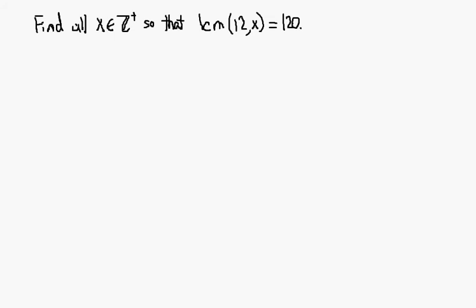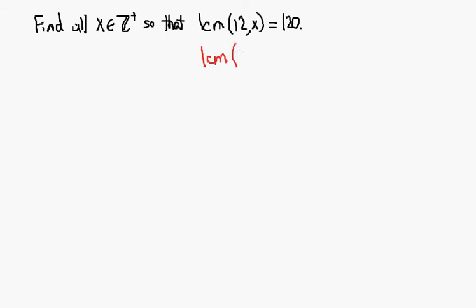Alright, let's take a look at problem number 31 on page 244. Find all positive integers x so that the LCM of 12 and x is 120. The way that we're going to solve this is with prime factorizations.